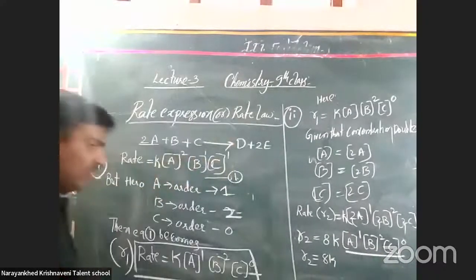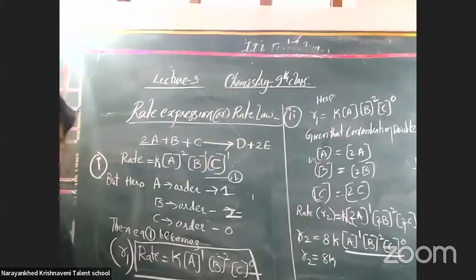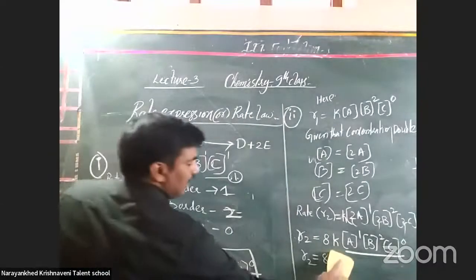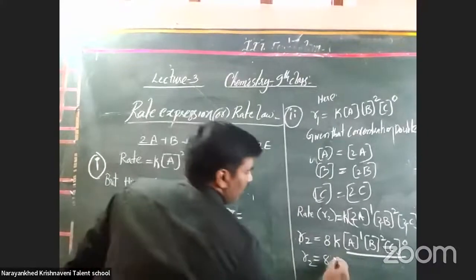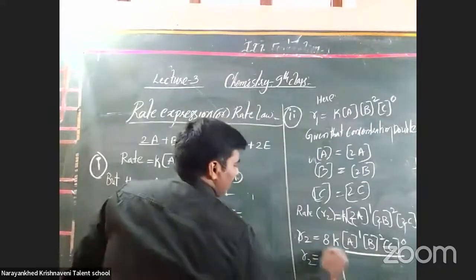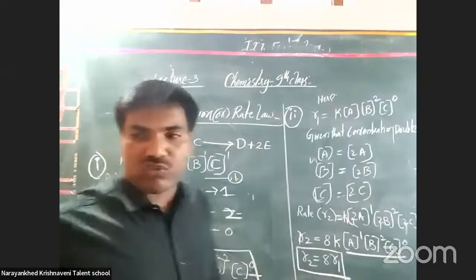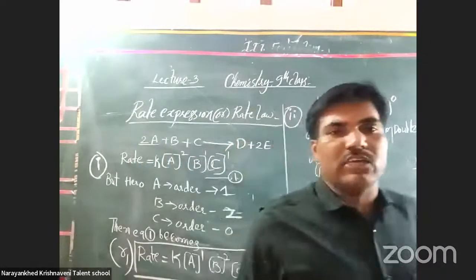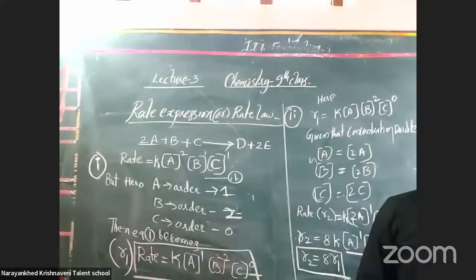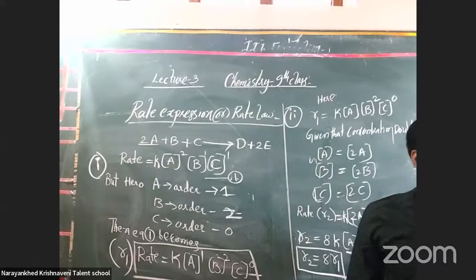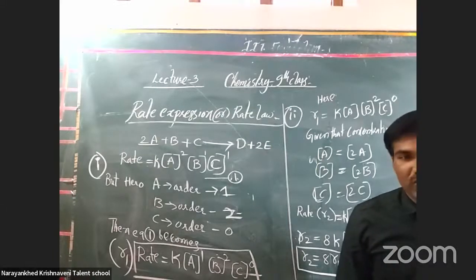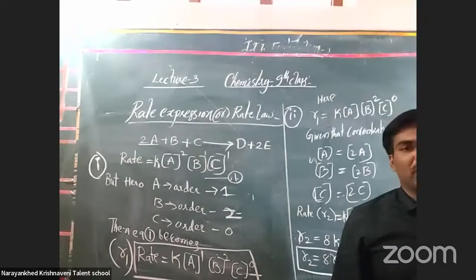It looks like this or not? Like this or not? It is written as R2 is equal to 8R1. What did you understand from this? In case we double the concentration, the rate of reaction increases 8 times compared to the initial rate.